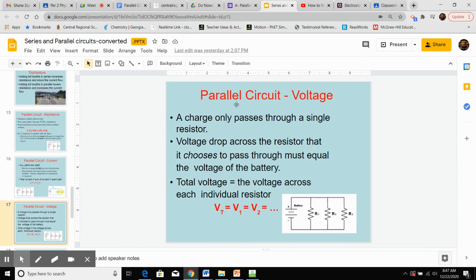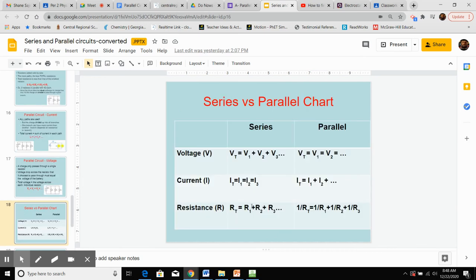Now the voltage. So only charge passes through a single resistor. The voltage drop across the resistor that it chooses to pass through must equal the voltage of the battery. So the total voltage equals the voltage across each individual resistor. So if you had a 10-volt battery, V1 is 10, V2 is 10, V3 is 10. However many resistors you have, they would all wind up having the same voltage going through that.